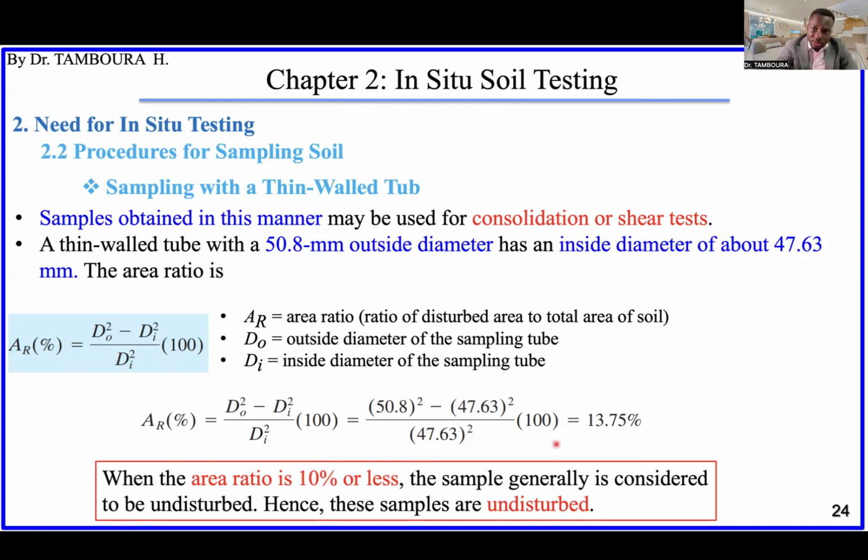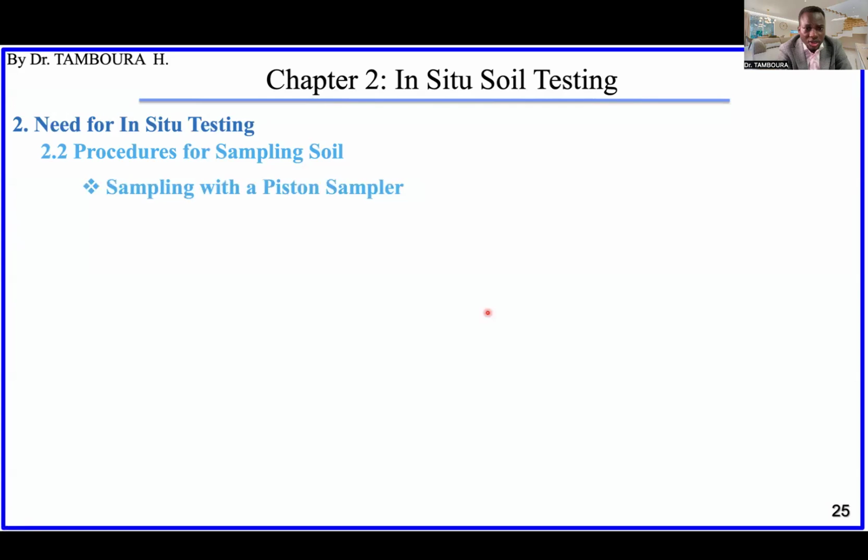But there is another sampling method that gives a much lower value, using almost the same method, but just adding something to make it more special. This is the piston sampler. This sampler is similar to the Shelby tubes, using maybe the same type of tube, but this piston is making the soil less disturbed than the Shelby tubes.